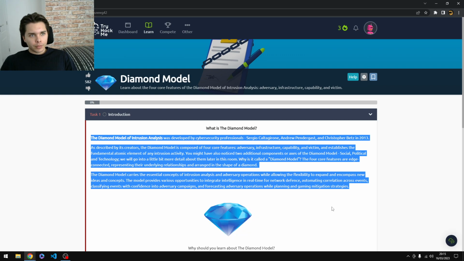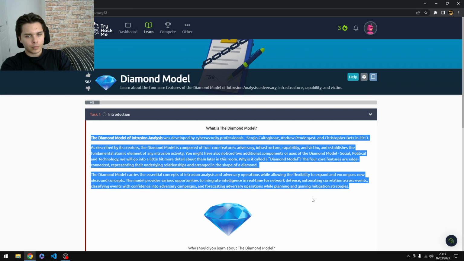The Diamond model of intrusion analysis was developed by cybersecurity professionals Sergio Caltagirone, Andrew Pendergast, and Christopher Betts in 2013. As described by its creators, the Diamond model is composed of 4 core features: adversary, infrastructure, capability, and victim, and establishes the fundamental atomic element of any intrusion activity. You might have also noticed 2 additional components or axes of the Diamond model: social-political, and technology. We will go into a little bit more detail about them later in this room.